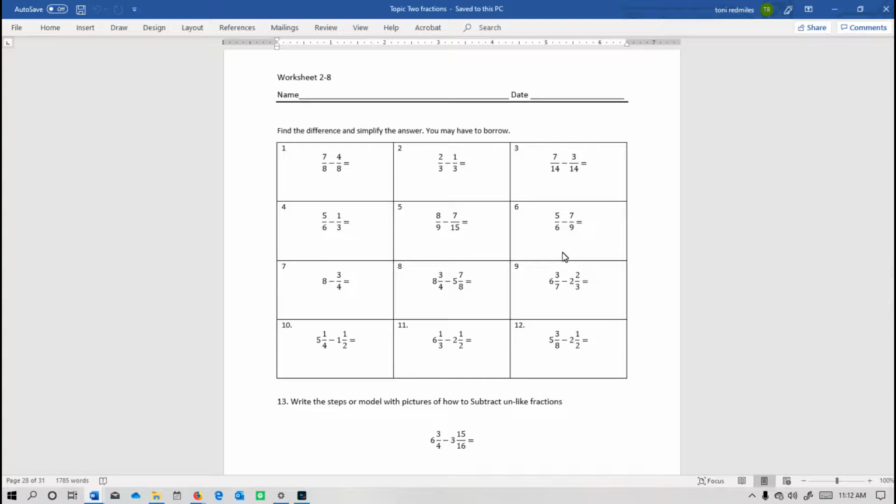In this video, we'll be going over some fractions. It looks like we're subtracting fractions today with some mixed numbers in them. This worksheet is for the class Hands-on Fun with Rational Numbers.